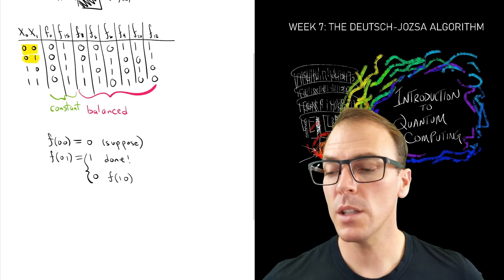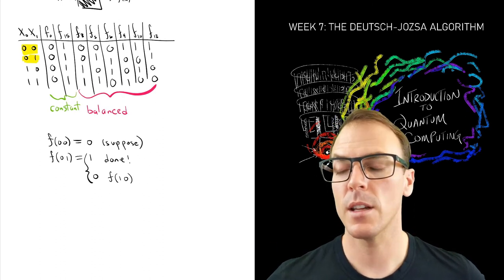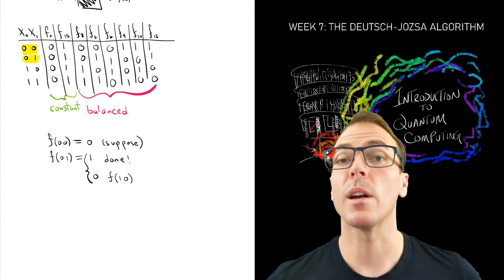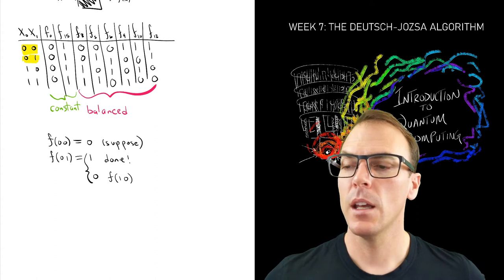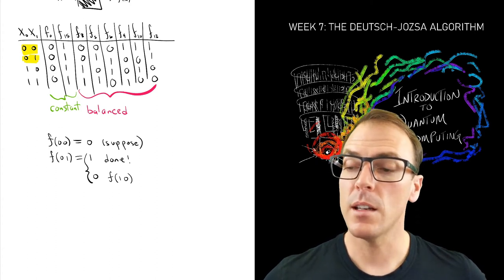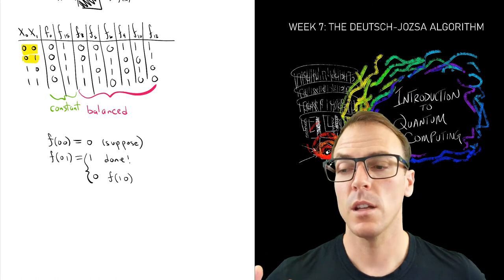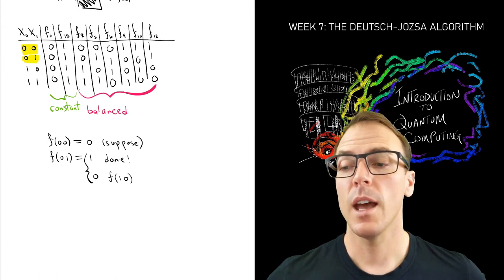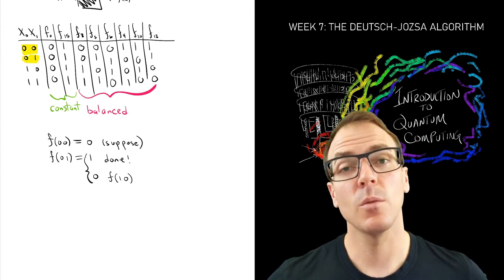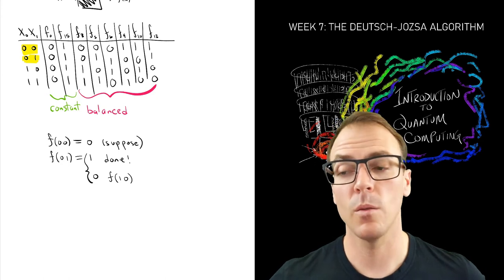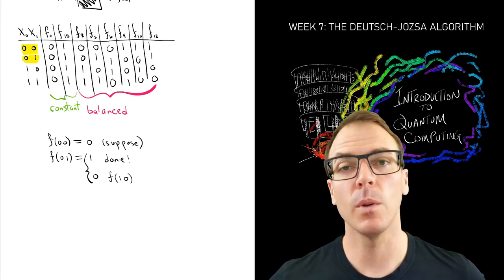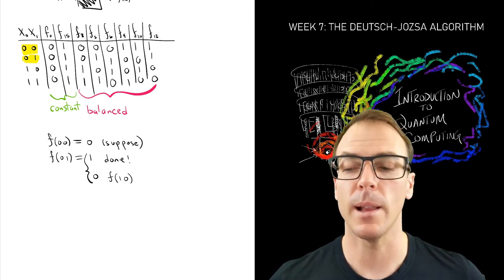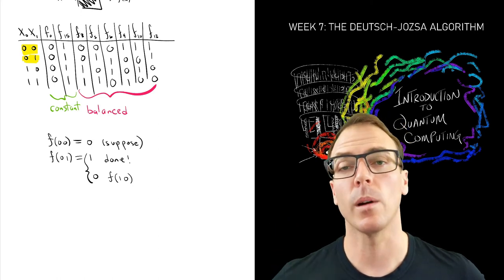Now, using this example, we want to generalize and come up with a simple argument for how many queries we need for an n-bit input. If there are n bits, then there are still two constant functions, and the balanced functions have an equal number of zeros and ones. In the best case, we query the function once, we get 1 or 0, and on the second query, we get the opposite value, therefore eliminating both constant functions, and we know that it's balanced.